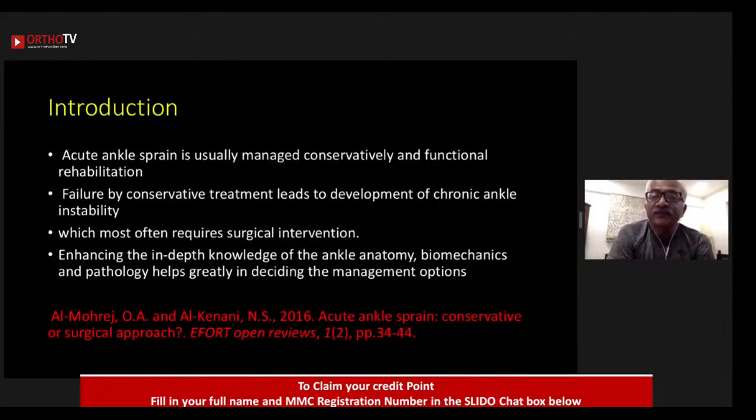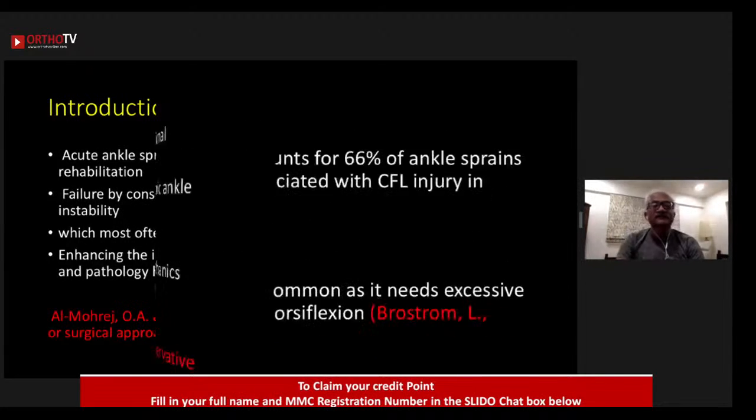Acute ankle sprains are usually managed conservatively and by functional rehabilitation. So we are going to stress more on functional rehabilitation today. Failure of conservative treatment leads to development of chronic ankle instability, which most often will require a surgical intervention. Thus, enhancing the in-depth knowledge of the ankle anatomy, biomechanics, and pathology will help us greatly in deciding the management options.